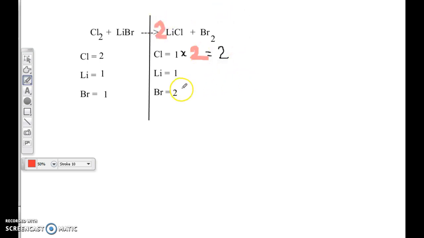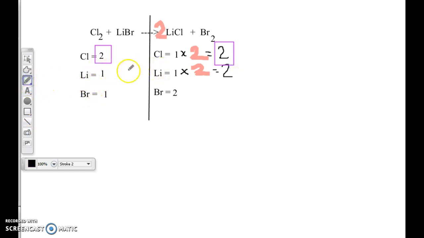Because I did that, what else did I change? I changed the number of lithium atoms, right? I got to distribute it for the whole compound. So now I have 2 lithium atoms. All right, fine. Let's change the number of lithium atoms on the other side. My chlorines, though, are currently happy. Woohoo!